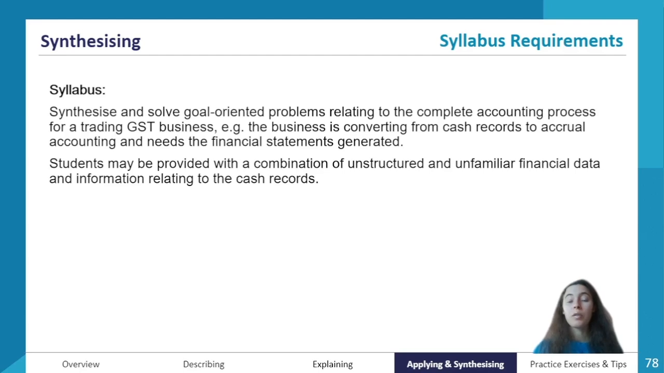So an example of a goal-orientated problem might be that the business is converting from cash records to accrual accounting, and it needs the financial statements generated in order to do that. And the syllabus also tells you that students may be provided with a combination of unstructured and unfamiliar financial data and information relating to cash records. That is the possibility for what you might get in your external exam.